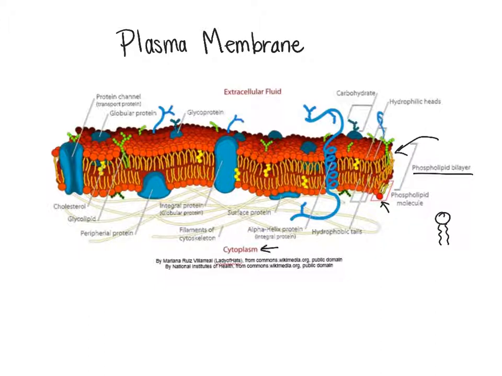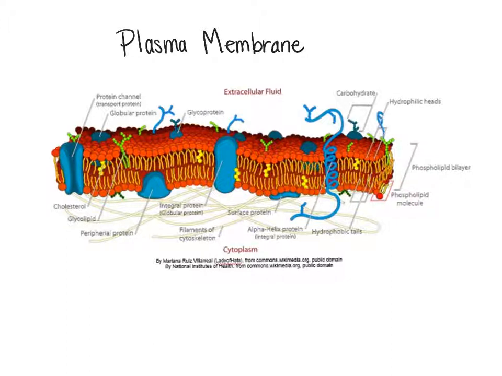So we have the cytoplasm, which is our watery, jelly-type mixture, and then the extracellular fluid on the outside of the cell. And so our polar heads are going to interact with our polar, watery areas. And then what we end up having is our hydrophobic region in the middle here. And so this whole region on the inside here is our hydrophobic region.